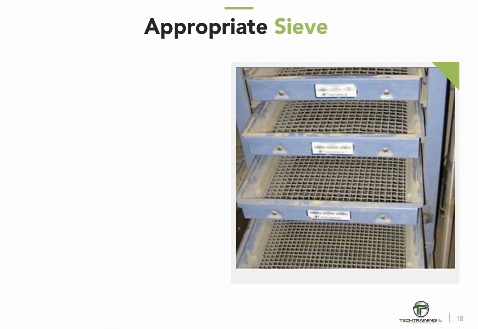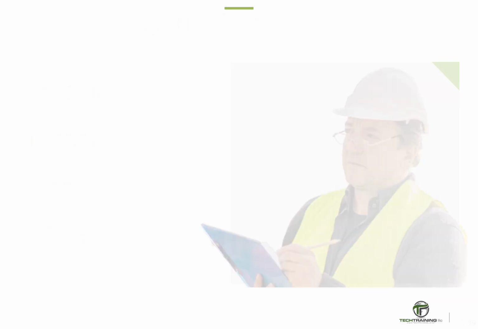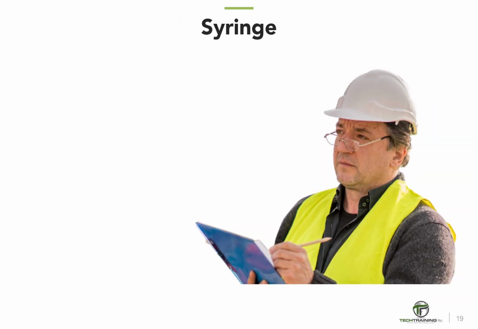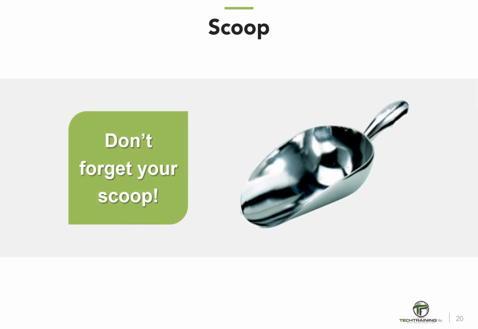Depending upon the aggregate size in the concrete, we may need a 1/2 inch or 37.5 millimeter sieve with not less than 2 square feet, that is 0.2 square meters, of sieving area. We're also going to need something to add water to the meter. Using a bulb syringe or plastic wash bottle has been found to be satisfactory. And, of course, we'll need a scoop.